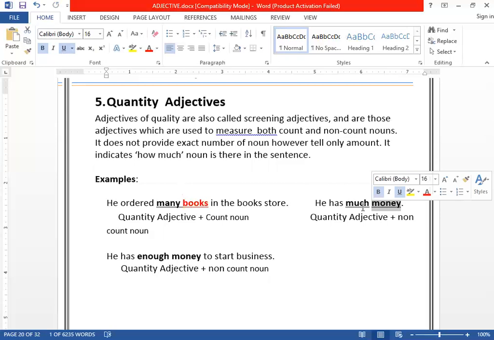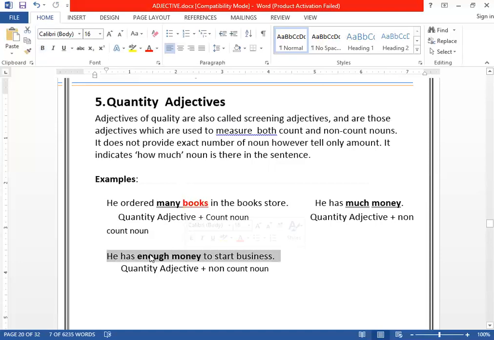Money is a non-countable noun. So before money, which type of adjective? A quantity adjective, and that is for uncountable. Much is used here. Now, for example, he has enough money. Clear? Enough money to start a business. Money is a non-countable noun, so we use what? Enough. Enough, again, is used for non-countable nouns.